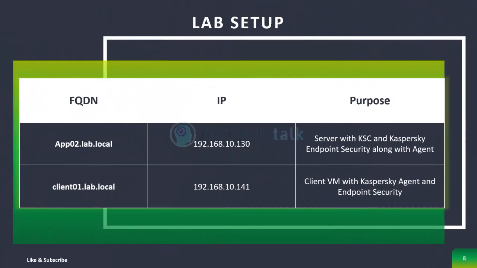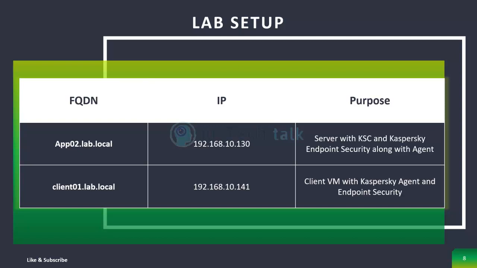Moving forward, what is my lab setup for this particular tutorial? I have my server, which has the fully qualified domain name app02.lab.local. The IP address for that server is 192.168.10.130. This is my Kaspersky Security Center server, and it will have the Kaspersky agent also installed on it.